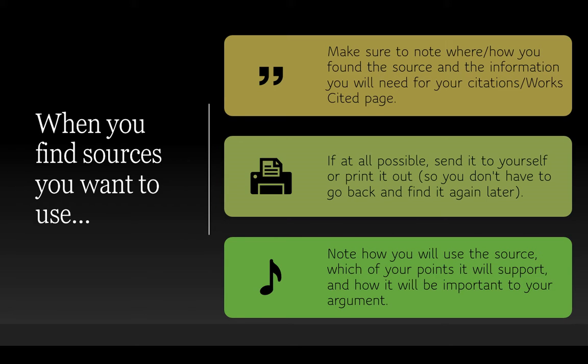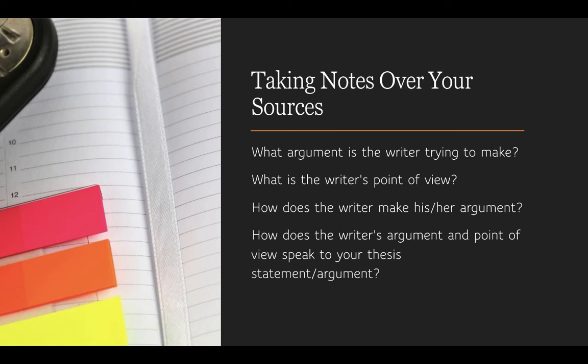Note also how you're going to use the source. So which of your main points it's going to support, or how it's going to be important to your argument. How are the different sources that you're finding supporting your part of the argument when you get to the research paper where you're actually answering your question? Because remember, in the literature review, we are reviewing the literature, the sources. We are not answering your question yet. But these sources that you're finding for this paper should be sources that you're probably going to use for your actual paper. So make sure that you are finding stuff that's actually viable that you could use.